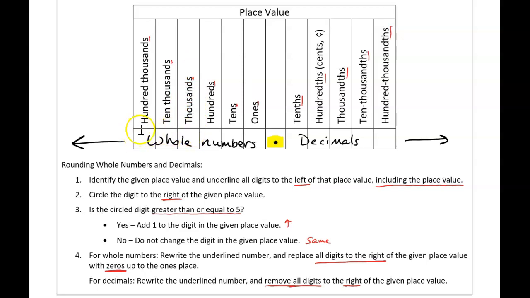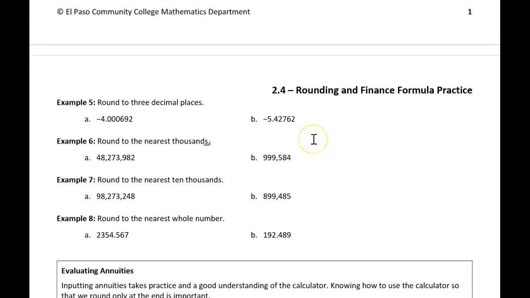So we're going to underline everything to the left of this and then look at the number to the right. So let's do that. I'm going to underline all the way to that 3. And then I'm going to look at the number to the right and make my determination. So I have a 9. What's that 9 going to do to that 3? The 3 is in the thousands place. Well, the 9 is bigger than 5, so it's going to make the 3 go up to a 4. And in this case, because we're talking whole numbers, when I write my answer, everything to the left remains the same, right?